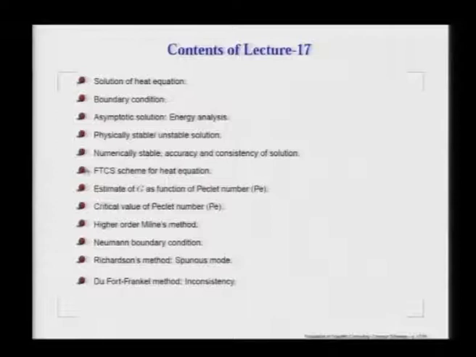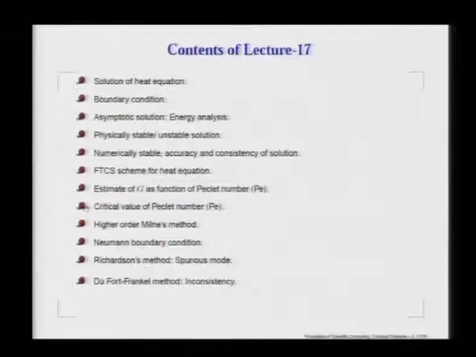For this FTCS scheme, using our spectral analysis, we will obtain an estimate for the numerical amplification factor, which we will see is a function of spatial and time steps, given in terms of a number which we will call the Peclet number. We will figure out what a critical value of Peclet number is for a particular numerical method, and for the FTCS method, we will identify specific ranges of Peclet numbers over which solutions will have different types of qualitative behavior.